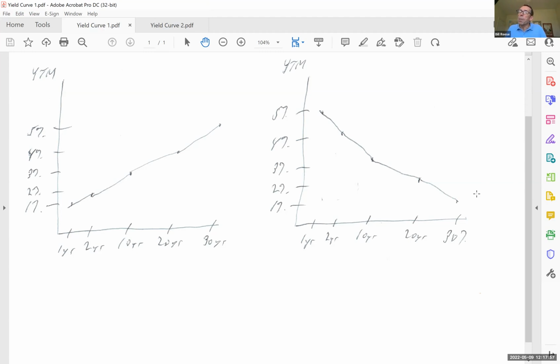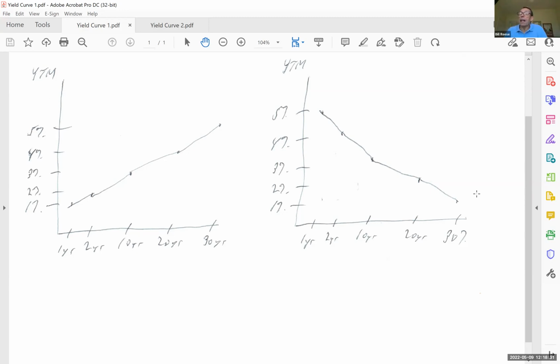So the pure expectations theory, or the unbiased expectations theory, says that long-term rates are the market consensus of what investors expect short-term rates to be averaging over that period of time. So if we see an upward sloping yield curve, it's telling us investors are expecting short-term rates to go up. If we see a downward sloping yield curve, it tells us investors are expecting short-term interest rates to go down. Or what if we see a flat yield curve?